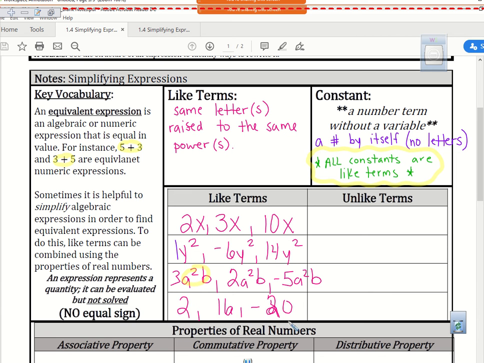All right, so next example, we're going to look at things that are not like terms. 2x, 3y, and 10z. These are not like terms because they each have a different letter. And the letters are different. We cannot combine them.